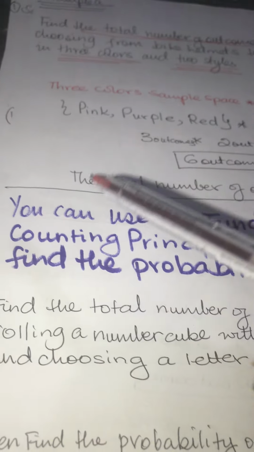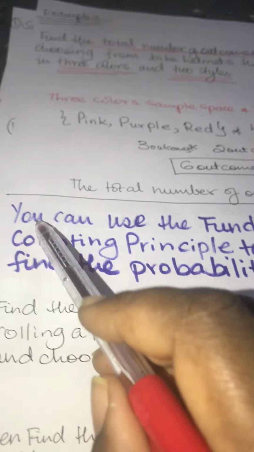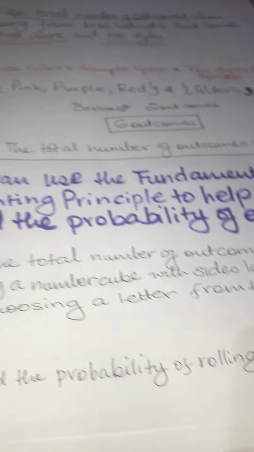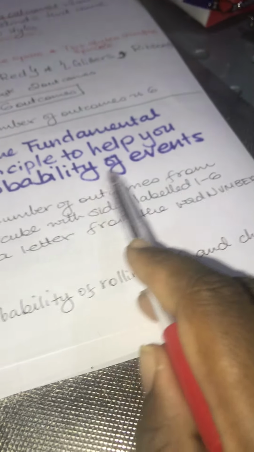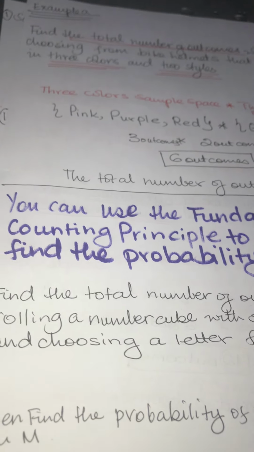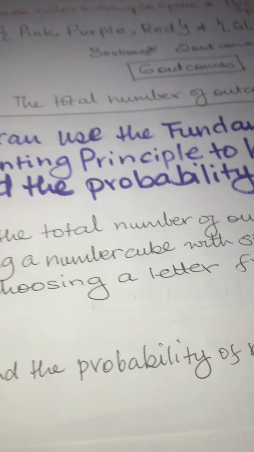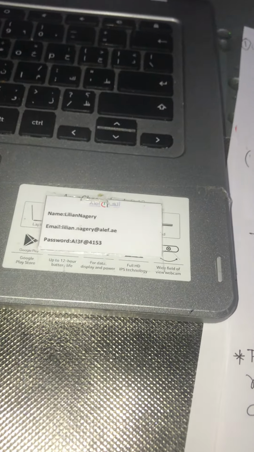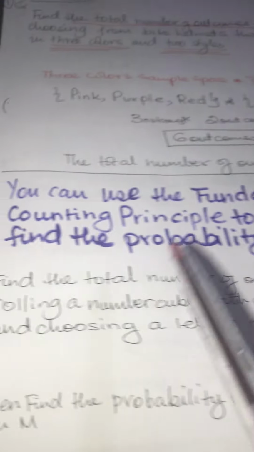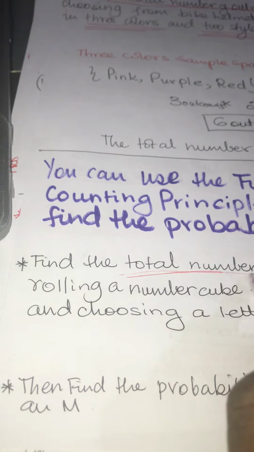Now, you make sure you remember this. You can use the fundamental counting principle to help you find the probability of events. So that means the last step is you find the probability of this. So let's look at an example. Here is the question. Find the total number of outcomes. So you have to answer this question.